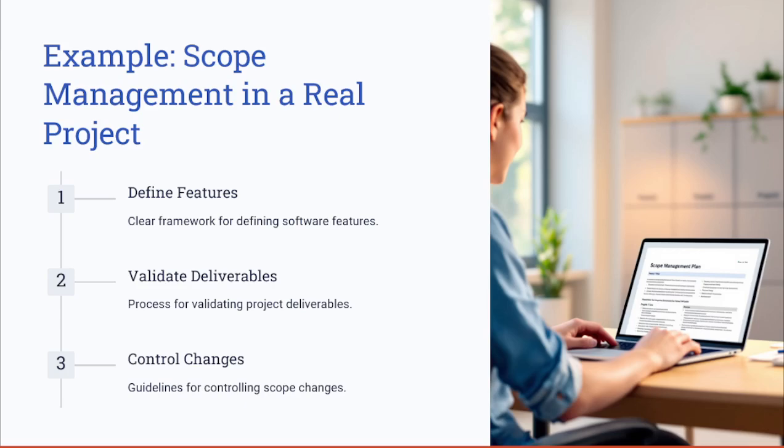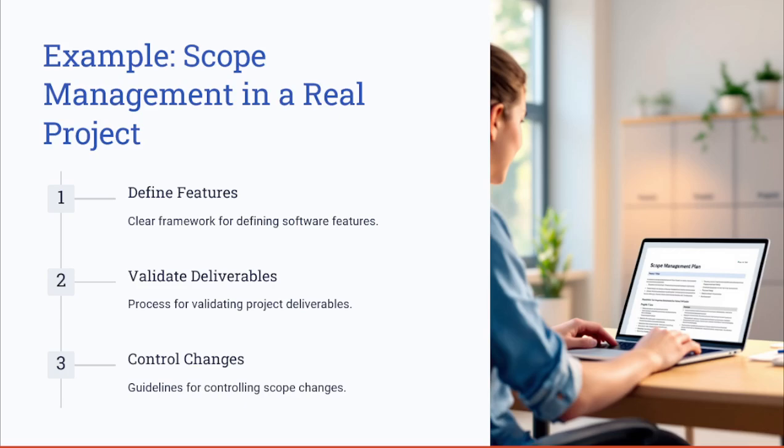Now, let's have a look at a real world example of scope management in a real project. Let's say in a software development project, the scope management plan provides a clear framework for defining the features, for example, what the software will have. Also, it will have a clear plan for validating the deliverables when the project is implemented. Also, controlling how to handle any scope changes if, let's say, a key stakeholder has requested a new change or adding or removing any of these features from the scope.